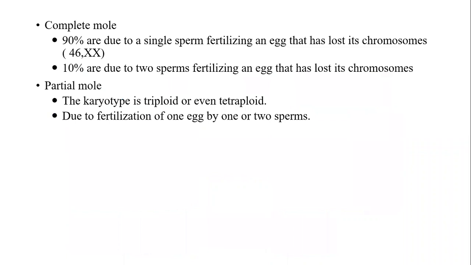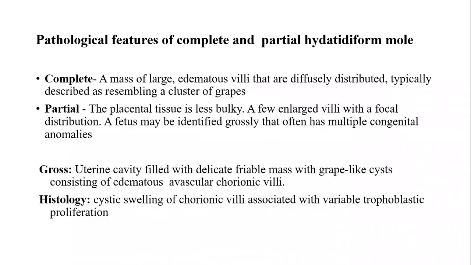So this is just a repetition of what I've covered. So for the histological presentation, the complete mole presents with a mass of large edematous villi that are diffusely distributed and typically described as resembling a cluster of grapes in the uterus. Then for the partial moles, the placental tissue is less bulky. There are a few enlarged villi with focal distribution. So a fetus may be identified grossly that often has multiple congenital anomalies.